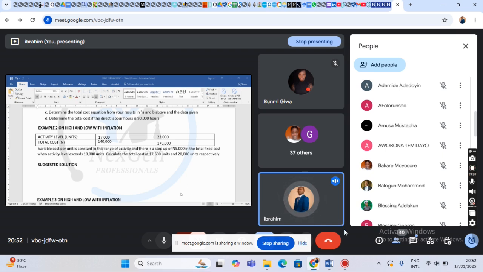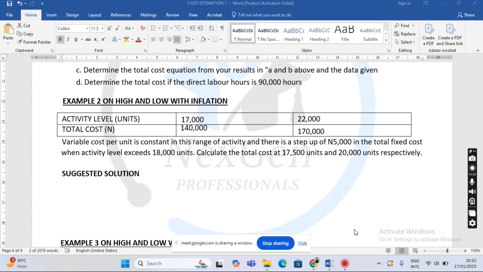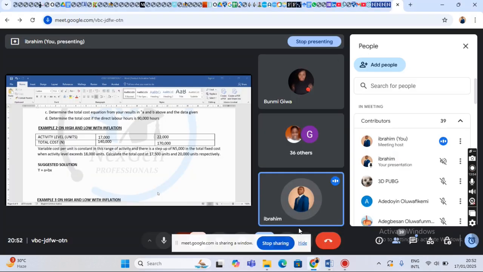Now, please, if you know you don't understand, let us know so that we can quickly recap. We have established in our first class that you need to establish your cost function as y equals a plus bx, where y is the total cost, a is the fixed cost, b is the variable cost per unit, while x is your level of activity.